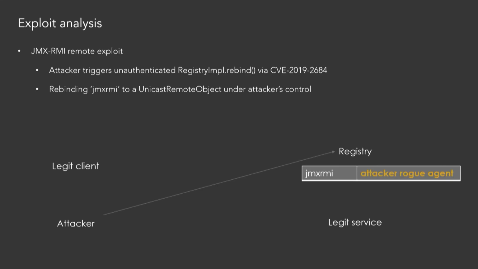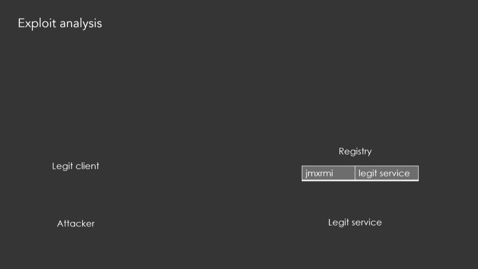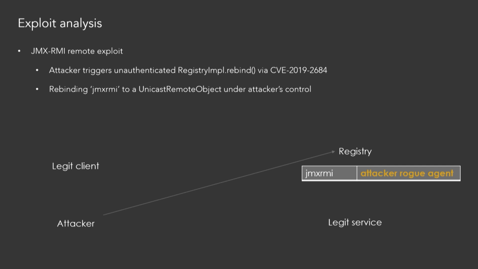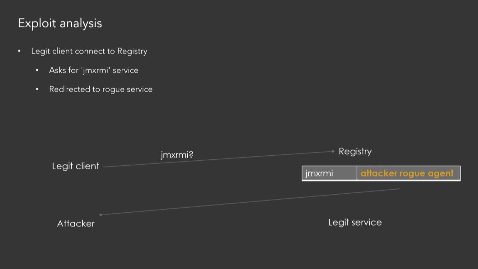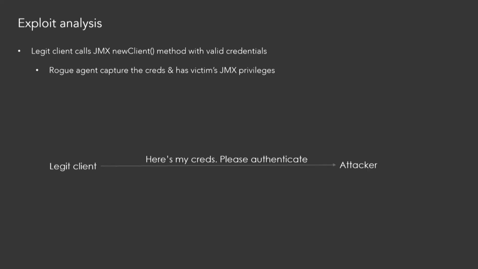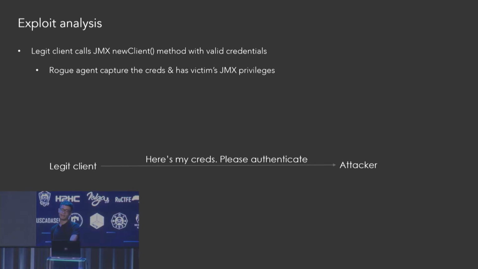Cool. So let's get into action. This is the exploit analysis. Let's say there's a legit client, the registry, a legit service, and the attacker. First, the attacker connects to the registry and modifies the legit service into its rogue agent, via one of the two features I described earlier. Then when the legit client asks for the JMX RMI service, it will be redirected to the attacker-controlled agent. And when the client connects, it will be connecting to the attacker, and then it will be presenting its credentials.